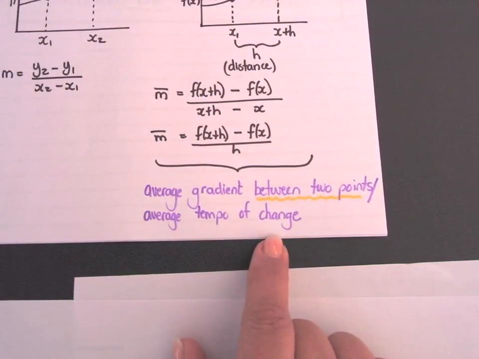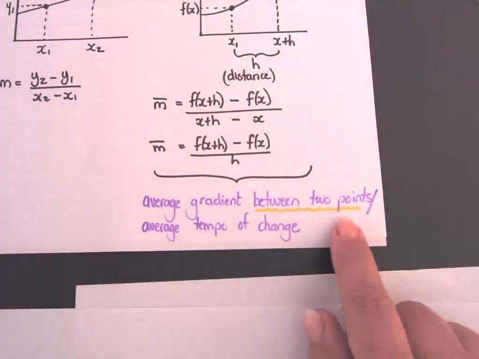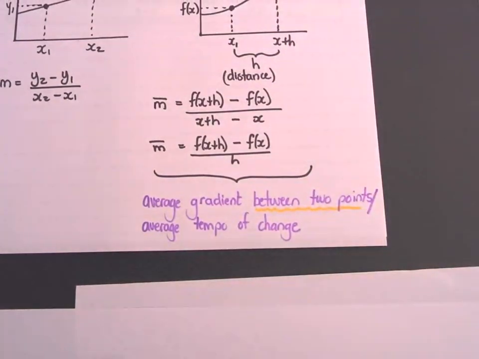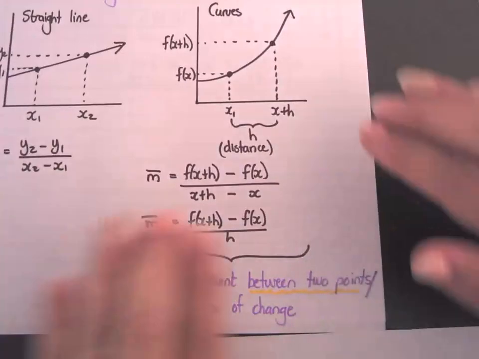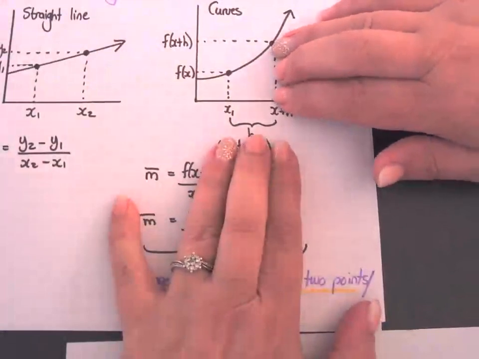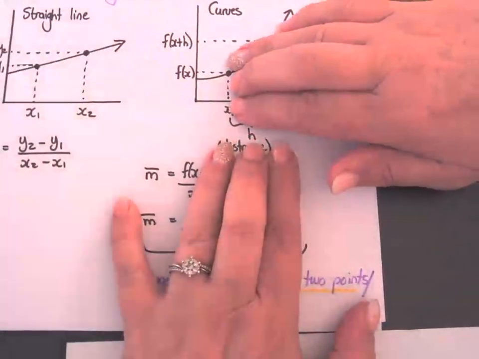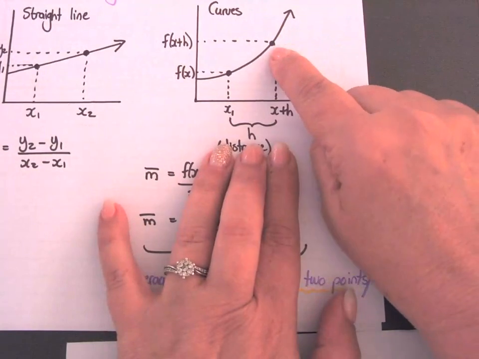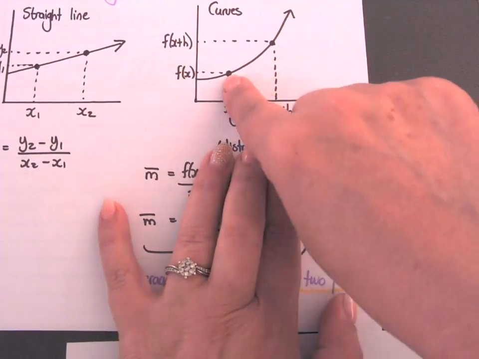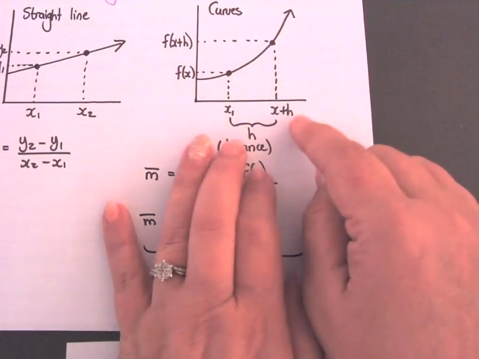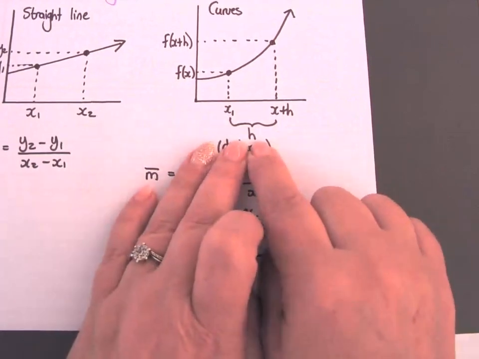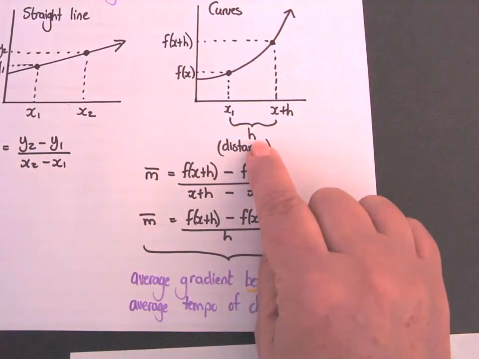Now what happens if we don't want the average gradient between 2 points? We want the gradient at one specific point. That means that we have to minimize this distance h so that that point sort of lies on the first one as well. Okay? So we have to make the distance less and less and less until it gets to near 0. Right.